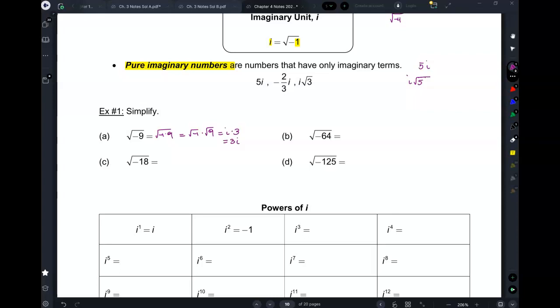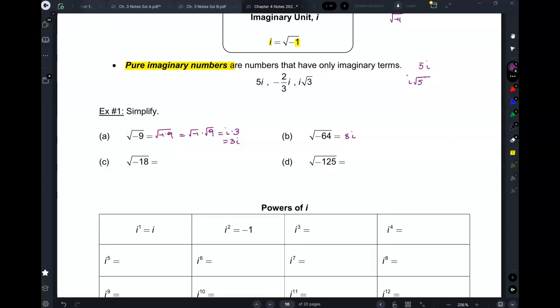But now, if I see root -9 on my test, I don't go through this entire process. I just say, okay, what's the square root of 9? 3. So there is a 3i, okay? All right, so the next one, the square root of -64, root 64 is 8, so 8i.